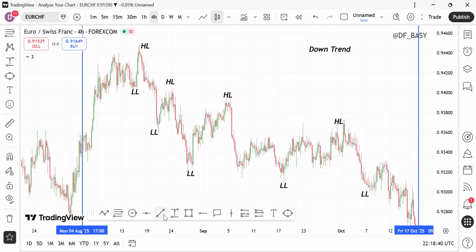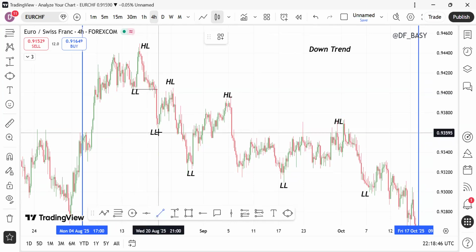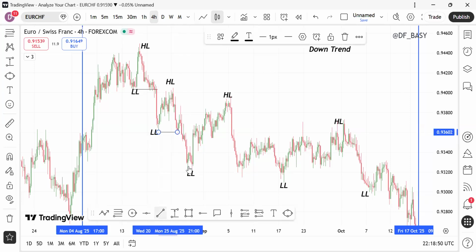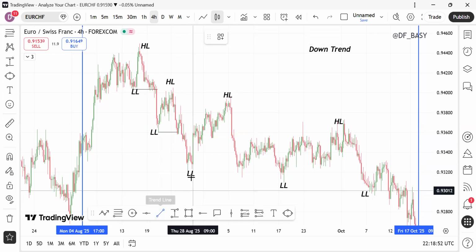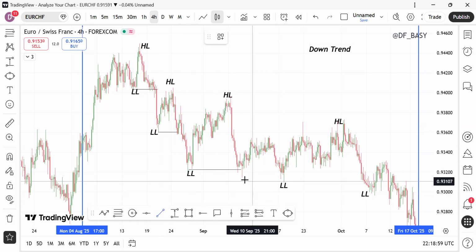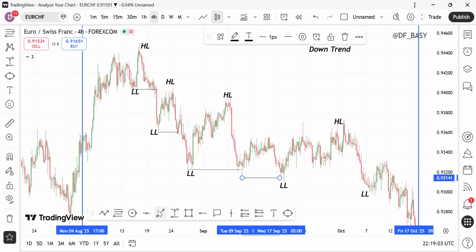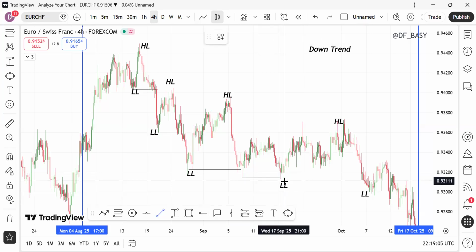Like I showed you guys, markets break structure to the downside. So you have a break of structure to the downside. You have a break of structure to the downside. Still have a break of structure here. All right, I have another break of structure to the downside.